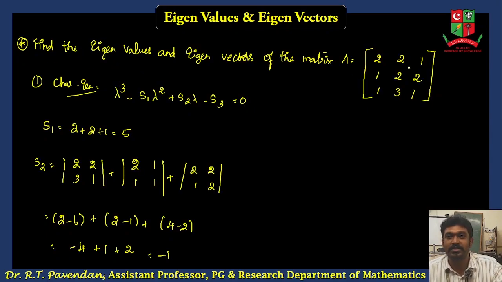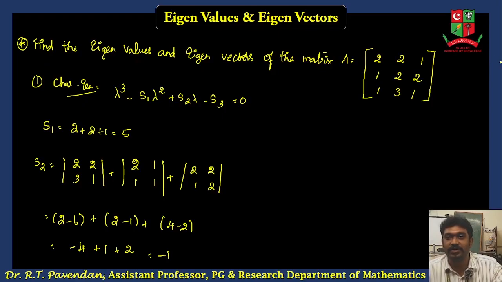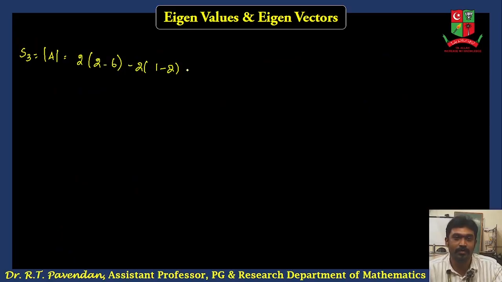And the next one is, we have to go to the second element of the first row. For that we have to introduce the symbol to be negative. So minus 2 into 1 minus 2. The next one is for the element 1. So it is going to be 1 into 3 minus 2. So be cautious, we have introduced the minus symbol only for the centermost element of the first row.